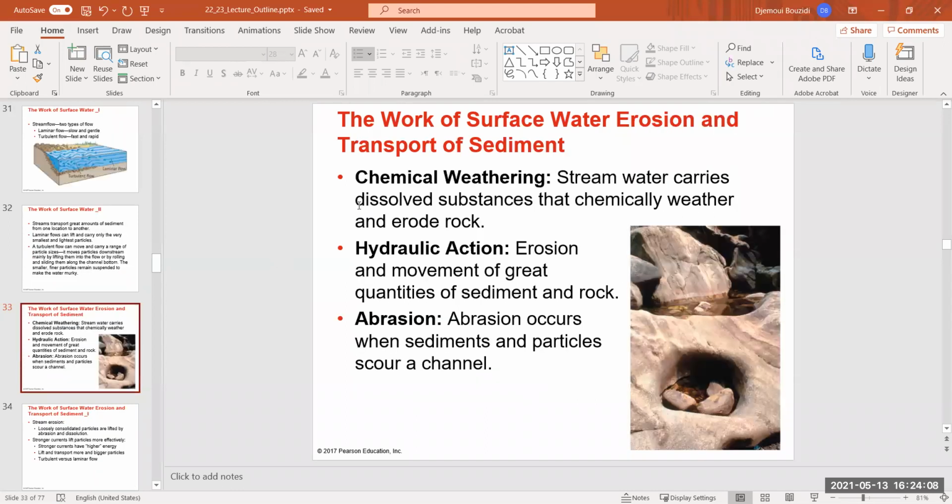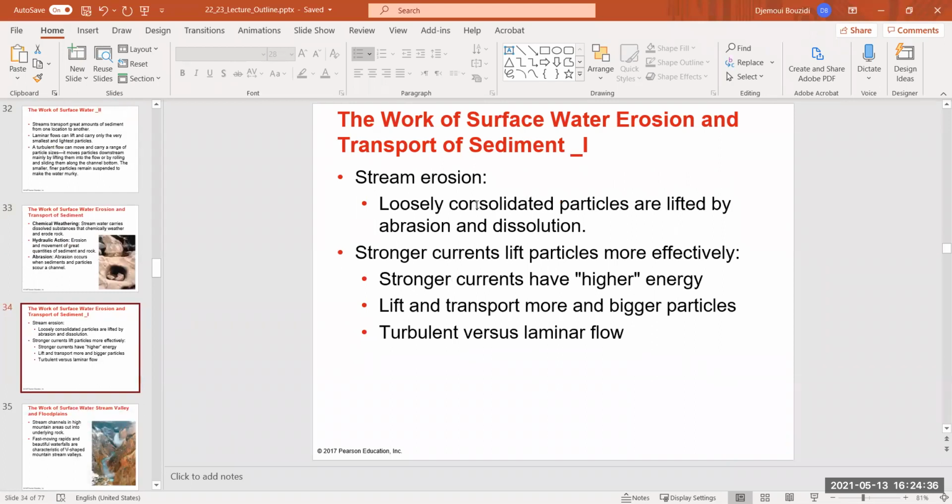Again, there are three main ways of affecting the surface. The first is chemical weathering: the stream of water carries and dissolves the rocks. The second is hydraulic action, which in this case is erosion and movement of great quantities of sediment and rocks. The third is abrasion, which is the friction of the rock with the surface of the bed of the river or the stream. So loosely consolidated particles are lifted by abrasion and dissolution, and stronger currents lift particles more effectively. Stronger currents have higher energy, of course, because they have more kinetic energy, and lift and carry more and bigger particles, turbulent versus laminar.